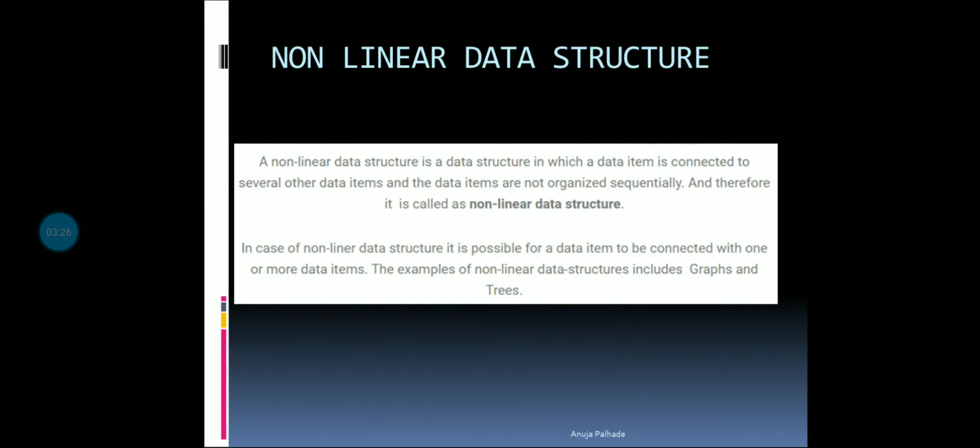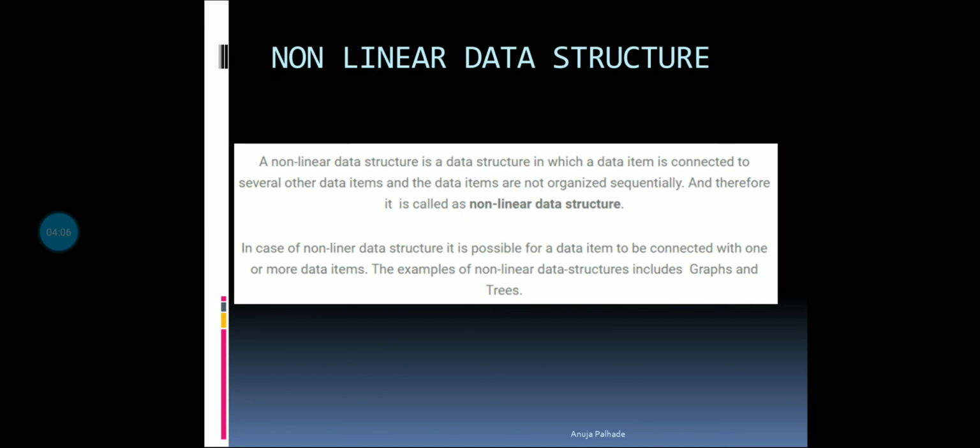Now the non-linear data structure. A non-linear data structure is a data structure in which a data item is connected to several other data items, and data items are not organized sequentially, and therefore it is called a non-linear data structure. Suppose 1 is stored here, 2 is stored here, 3 is here, then 5 is there, then 9 is here, 8 is here. So this is not linear. Linear is what? 1 is stored here, 2 here, 3 here, 4 here, 5 here, 6 here and 7 here, likewise.